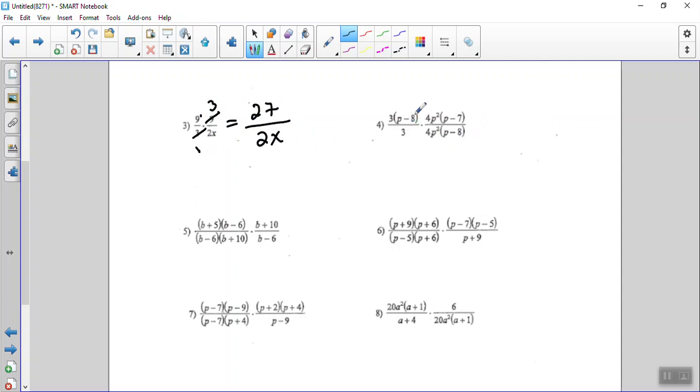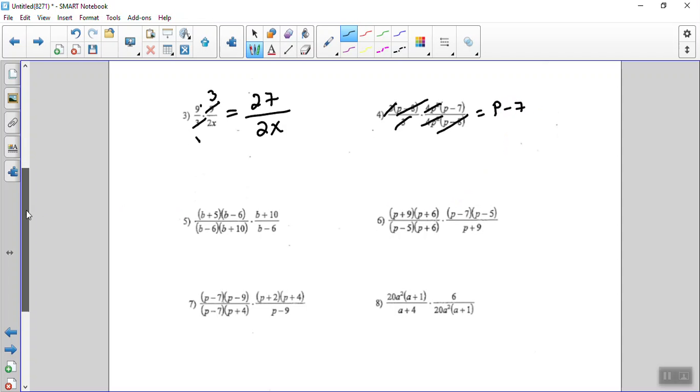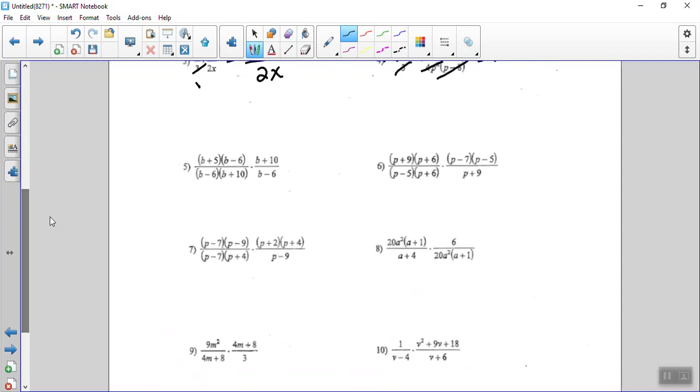Over here, it looks like some of these are already factored for you because I see some parentheses. So p minus 8 gets crossed out. The 3 and the 3 get crossed out. The 4p squared is crossed out. So all you have left is p minus 7. These are pretty nice, they're just already factored.